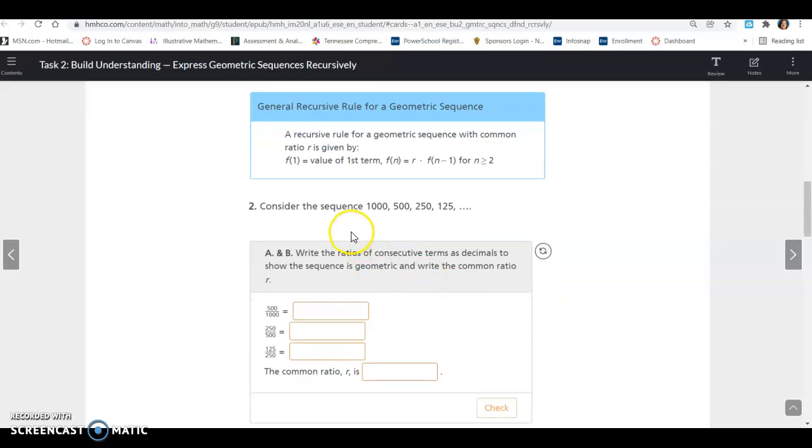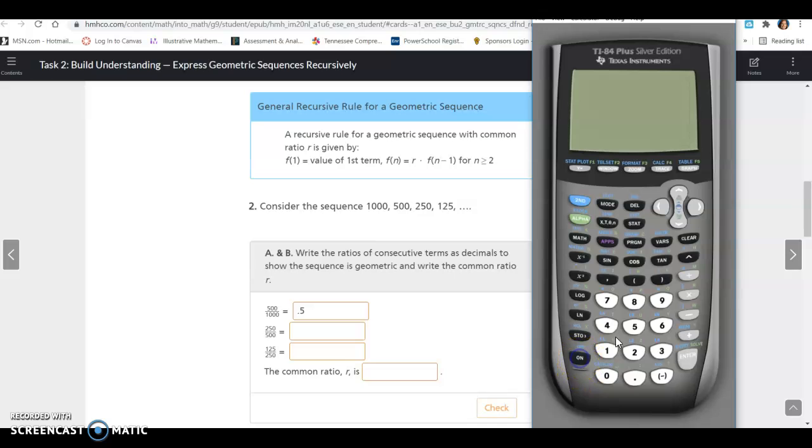All right, consider the sequence 1,000, 500, 250, and 125. Write the ratio of consecutive terms as decimals to show the sequence is geometric and write the common ratio. All right, so if I do 500 divided by 1,000, you can see that that's 1/2. 1/2 is the same as 0.5. If you're not sure, again, just go to your calculator. If you need to double check yourself, you can just do 500 divided by 1,000. And you'll see that that's 0.5, okay?